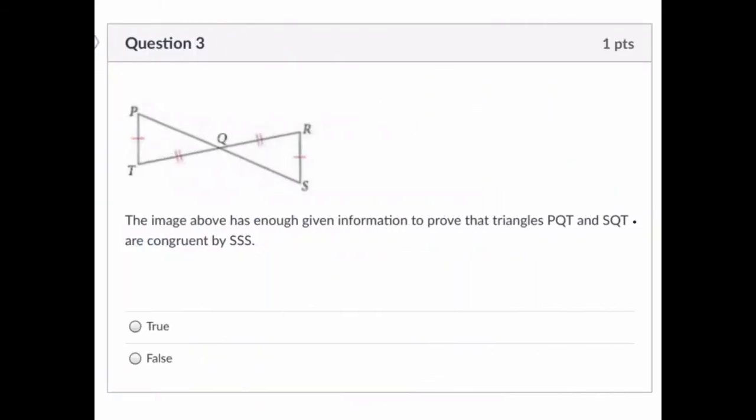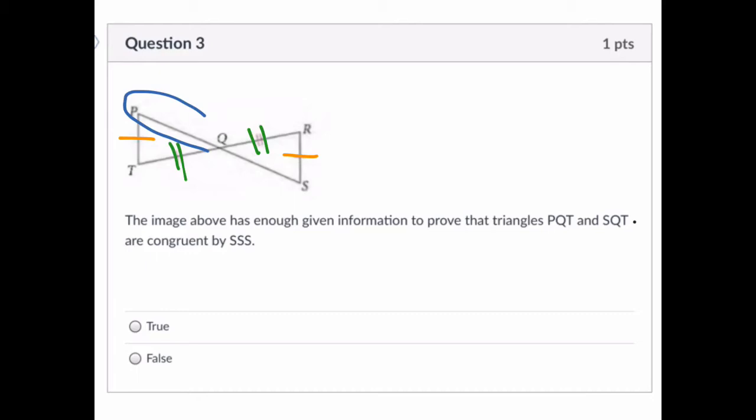Here are some problems from your practice. It says the image above has enough given information to prove that triangle PQT and SQT are congruent by side, side, side. So notice here they've given us one side, two sides, but they did not give us three sides. And there's no other information given that can prove that PQ and QS are congruent. Therefore, this question is false.